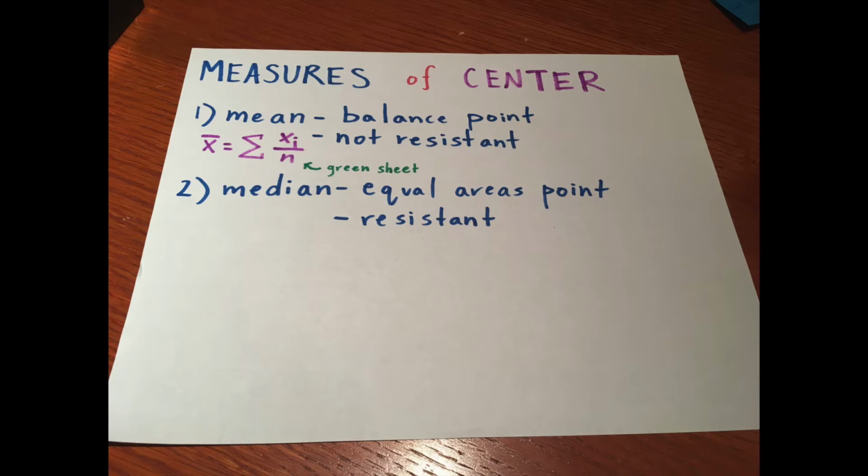Median is the density curve, or the equal areas point at which a curve is divided in half by area, also known as the 50th percentile. Median is resistant, meaning that it is not affected by outliers.